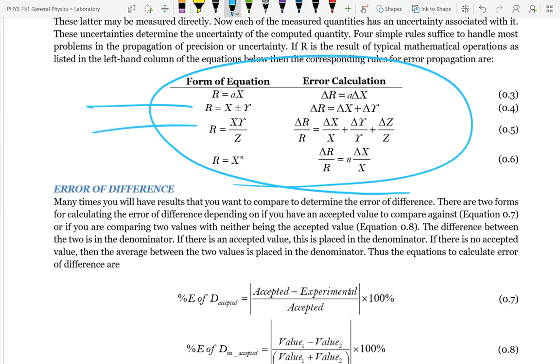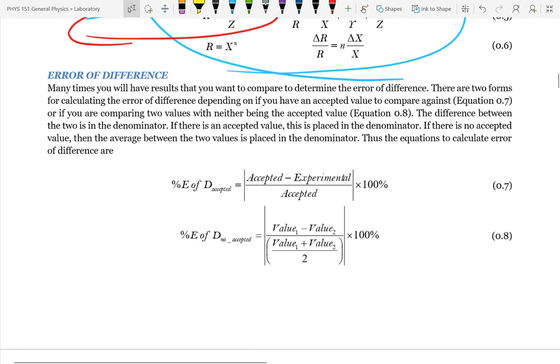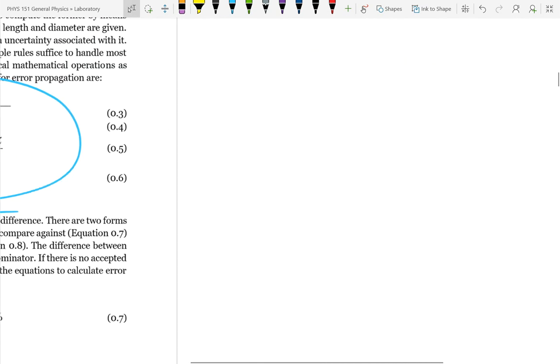What I find is virtually everyone knows one of these rules. Virtually everyone knows how to deal with that. Very few people know how to deal with addition and subtraction. So let's go over those rules. Addition, subtraction.